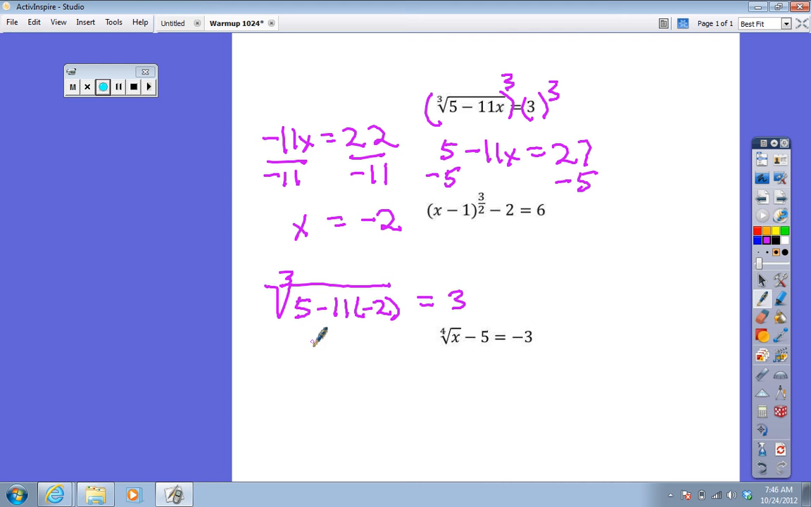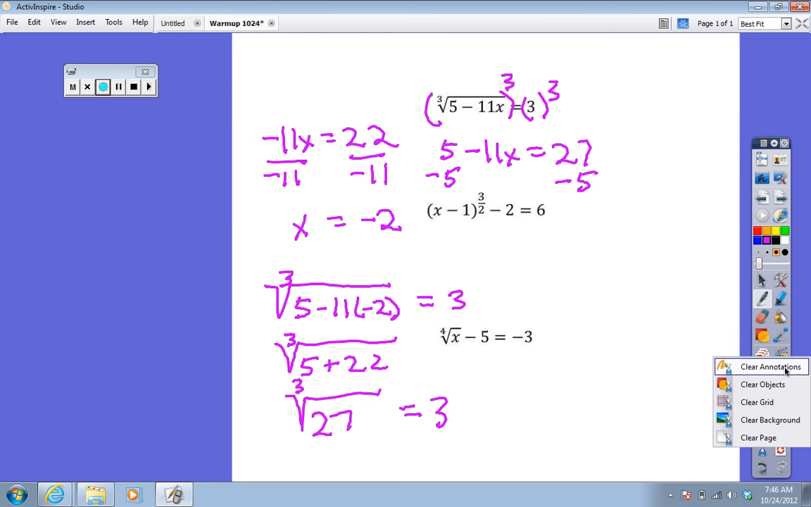So I do all the operations in the radical to check my answer. Negative times a negative is positive, so I have 5 plus 22. This says take the cube root of 27, and it does indeed equal 3. So this worked out, and our solution is negative 2. Let's move on to the next example.